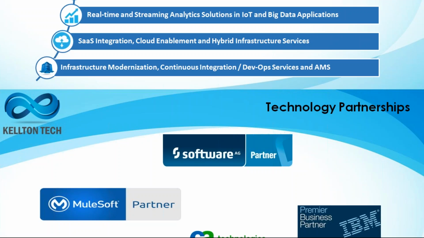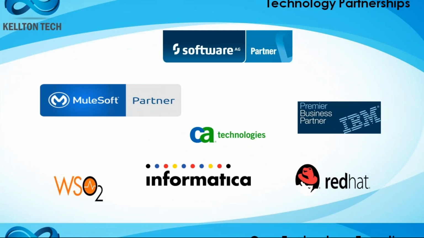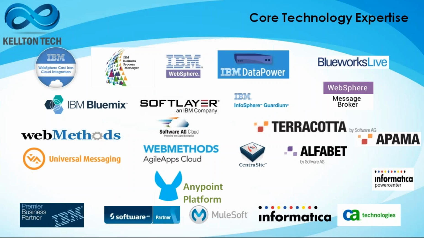This slide talks about our technology partnerships. So Kellton Tech has partnerships with Software AG, MuleSoft, IBM, and Informatica, and we recently got into a partnership with CA Technologies as well. These are all our core technology expertise. If you see, the list is increasing every day. We are experts in providing solutions related to IBM, Software AG, MuleSoft, Informatica, and so forth.